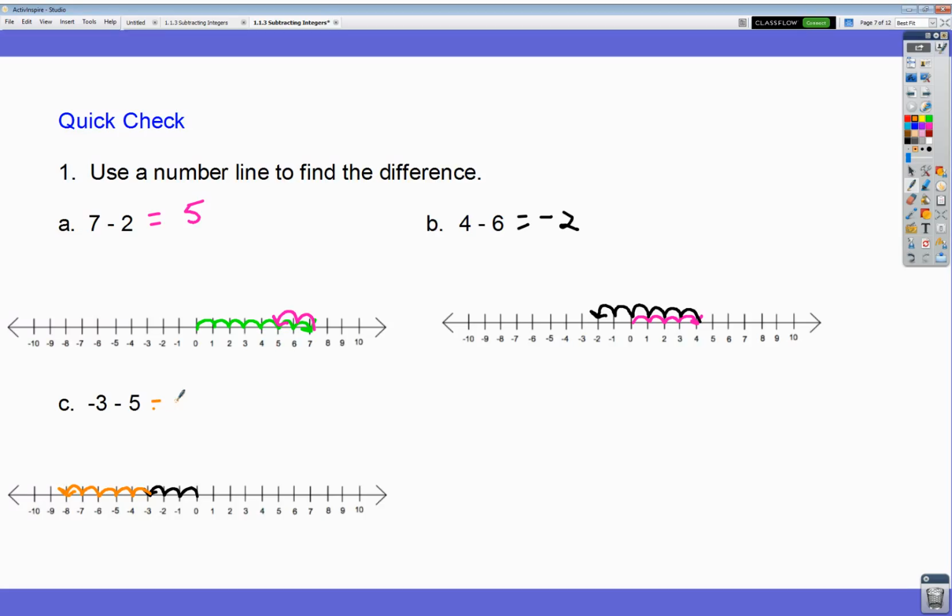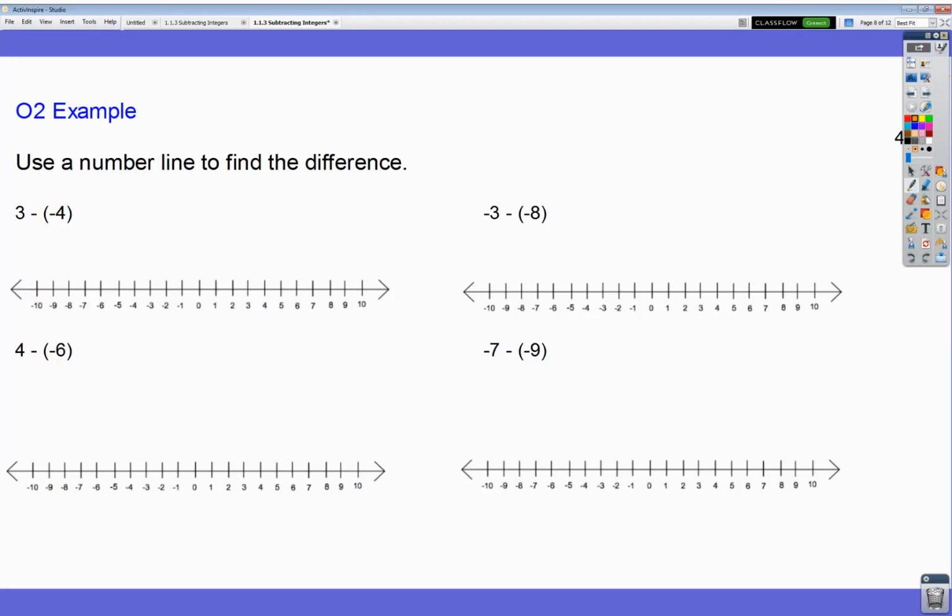Negative 3 minus 5 is negative 8. Okay, our next set of examples, we're going to subtract a negative number. For our first example, we have 3 minus a negative 4. Our first number is positive, so we're going to move 3 to the right.